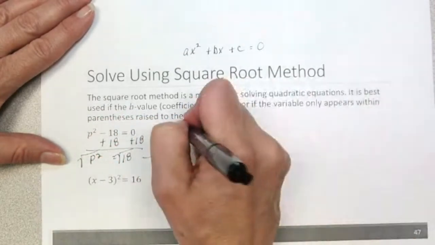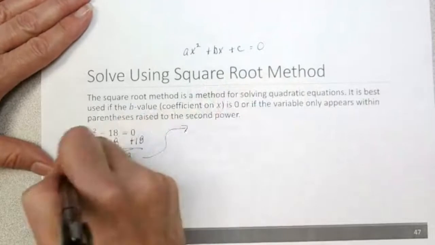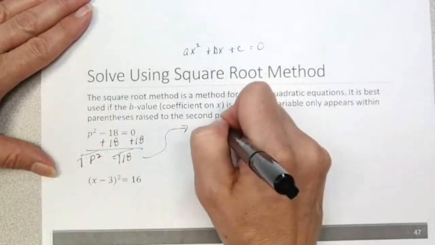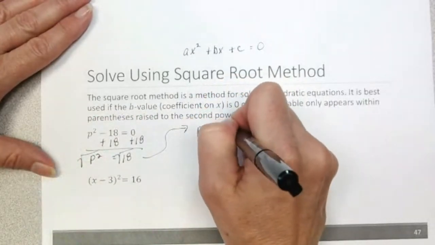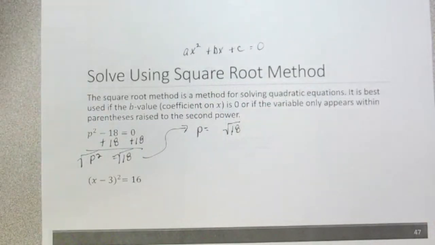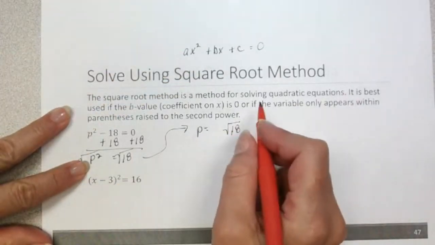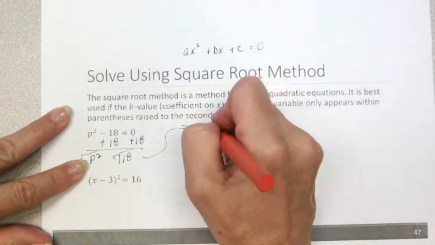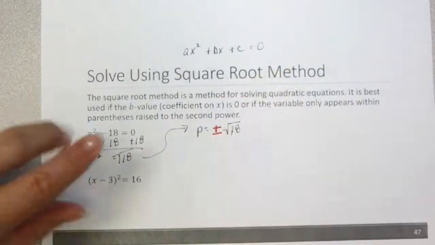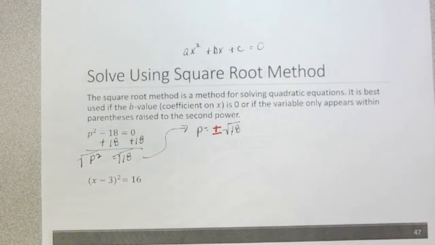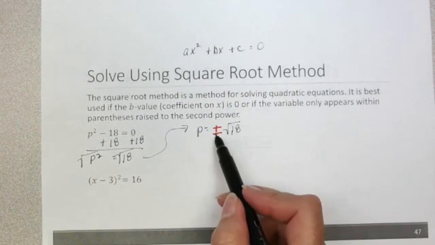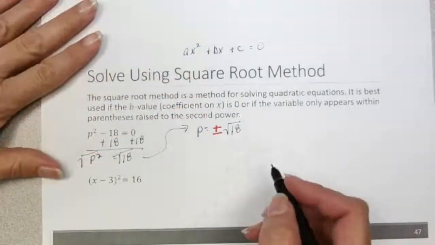Let's finish it up there. Now, we have to be careful of something. The square root of p squared, that's just p, right? P equals the square root of 18. We have to be careful here, right? Some of you might have noticed there's something I didn't do. What didn't I do? Whenever we're solving with the square root method, we're solving for this variable here, we have to remember that when we take the square root of both sides, the right-hand side can be either plus or minus the square root of what it was before. So we want to be careful not to forget that. There's going to be two solutions here.